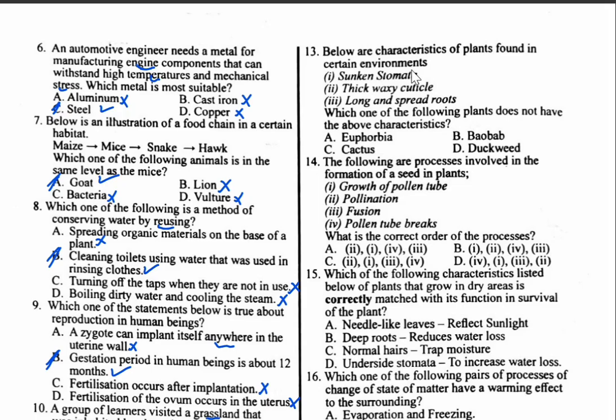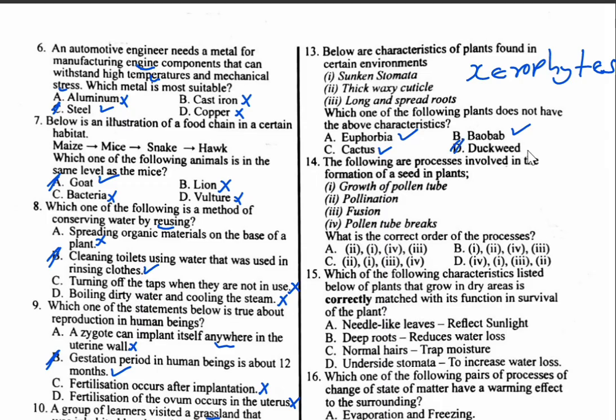From these features, sunken stomata, thick waxy cuticle, and long and spread roots, these are features for plants which are found in dry environments. We call them xerophytes. It's good we know the name. They are found in dry environments. So euphorbia has these characteristics. It is found in dry environments. Also cactus, it has a thick waxy cuticle to store water, and also baobab. Therefore, the one that is not found in the desert environment, the dry environment, is duckweed.